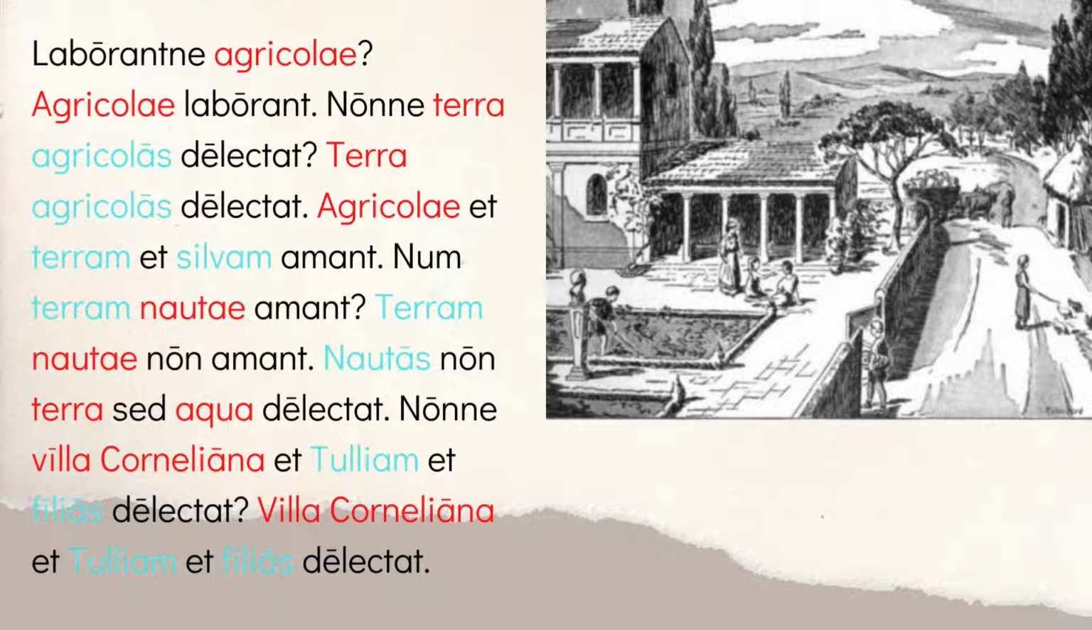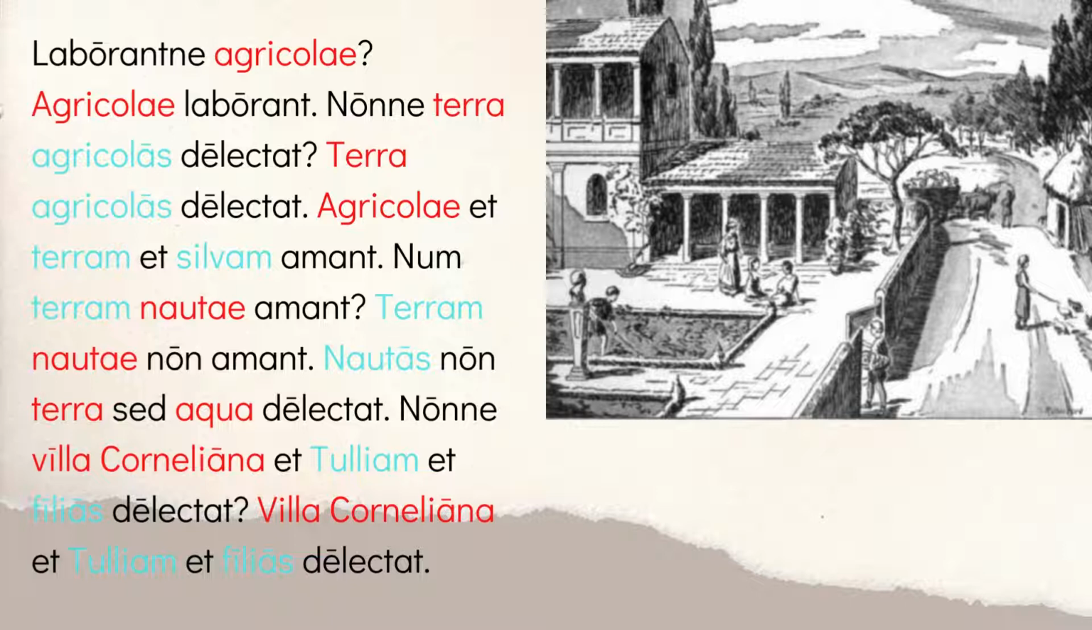So far, the words we've seen ending in A have been referring to women. Agricolae is actually referring to men, right? Farmers. So you're saying, are the farmers working? Agricolae laborant. The farmers are working, right? Yes. Then you have nonne terra agricolas delectat. So surely, again, you're anticipating a yes answer.